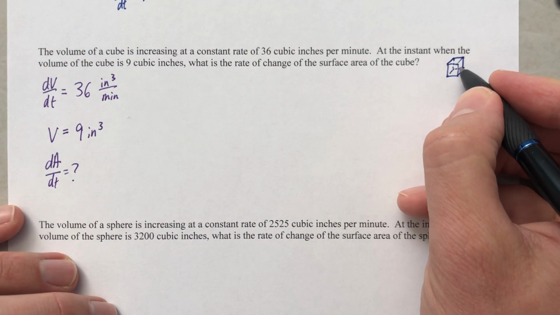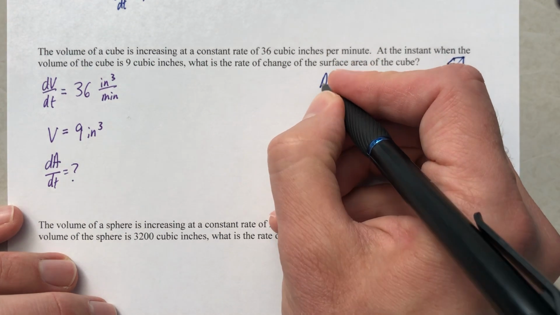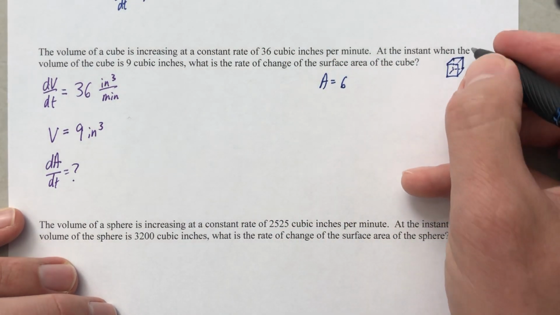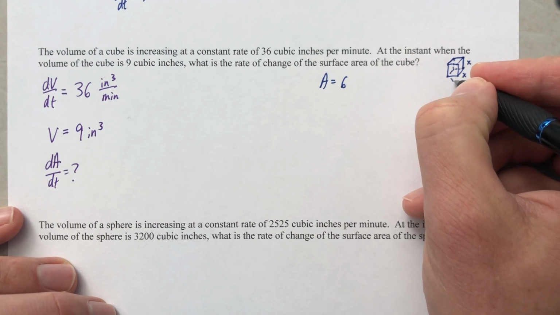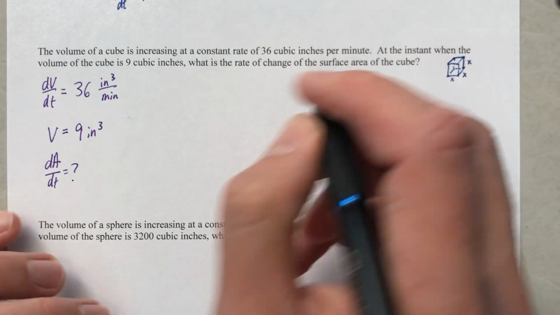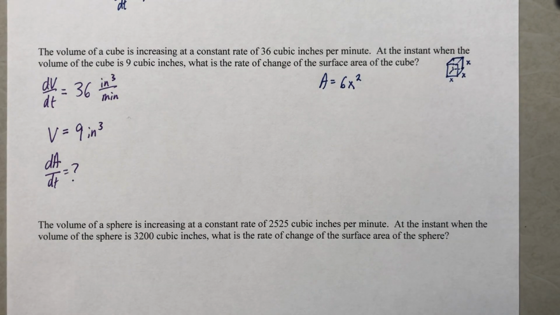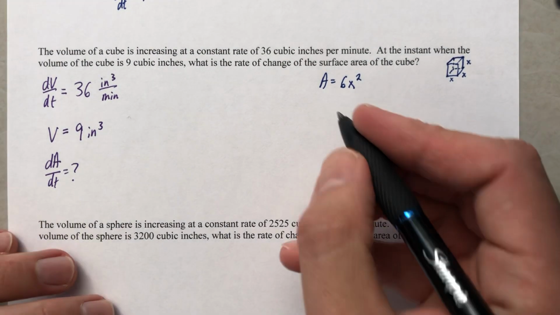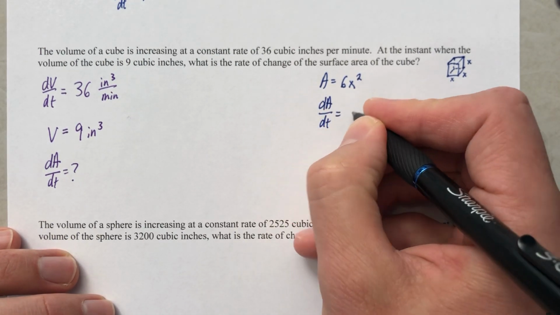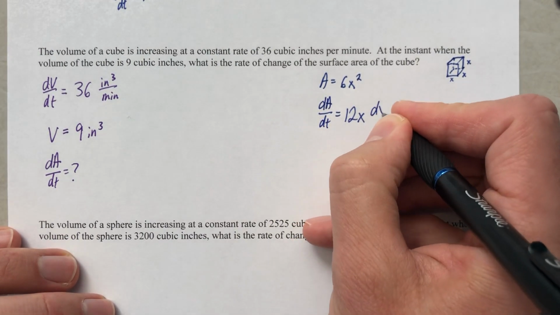We would have 6 sides, so the area is 6, and each side is a square, and we'll call the length of each side x. And it's a cube, so they're all the same. There we go, 6x squared. And so let's just jump in and take a derivative. So the derivative of that would be dA/dt equals 12x dx/dt.